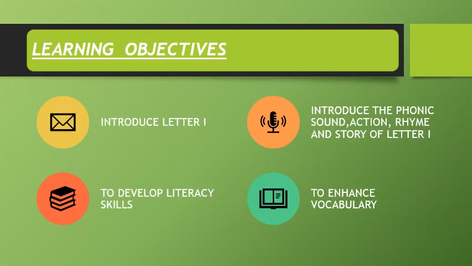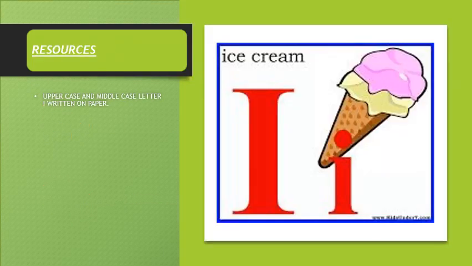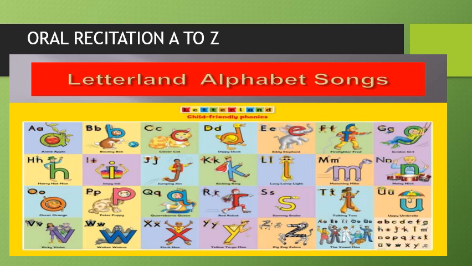The learning objectives for this activity are: introduce letter I, introduce the phonic sound, action, rhyme and story of letter I, to develop literacy skills and to enhance vocabulary. The resources for this activity: we need uppercase and lowercase letter I written on a paper. Now let's start the activity.